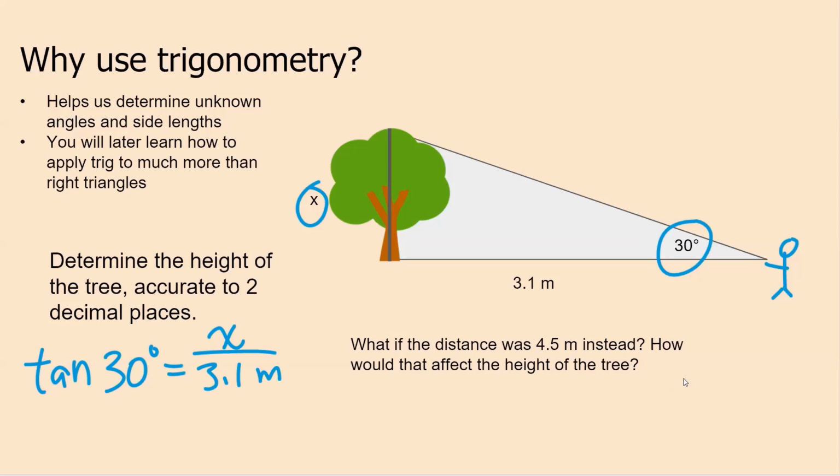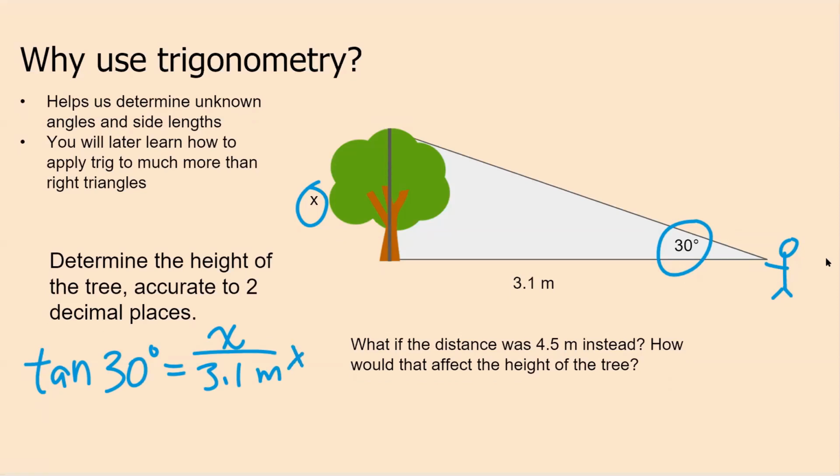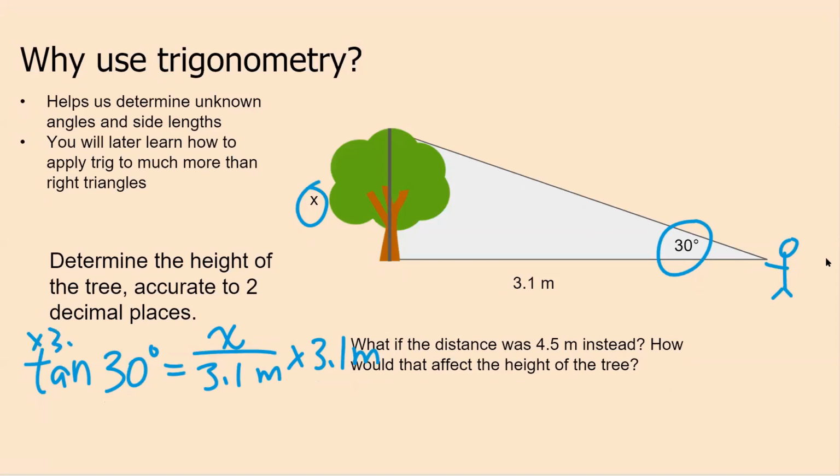So now with our calculator, we're going to input, sorry, I jumped a bit ahead. We have to first isolate x before we can put anything in our calculator. So much like basic algebra, we're just going to multiply both sides by 3.1 meters. It's a bit crowded, which leaves 3.1 meters times tan of 30 degrees is equal to x. Now we can put it in the calculator.